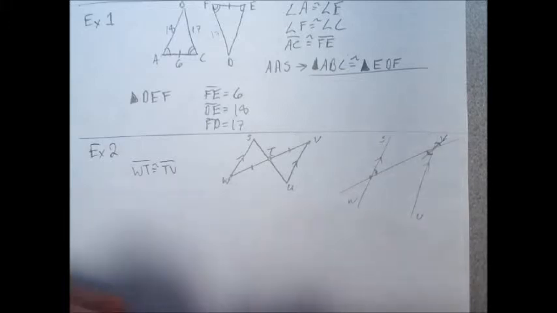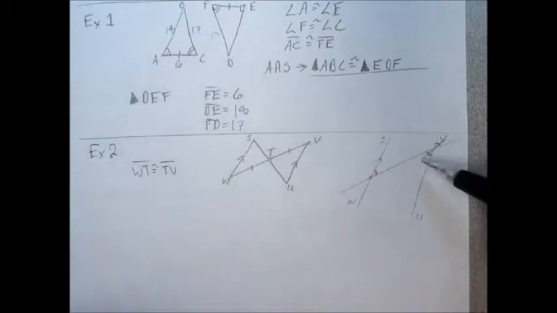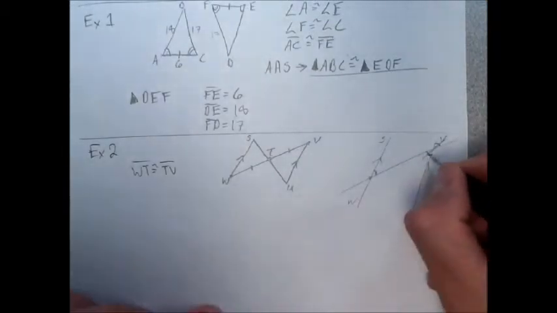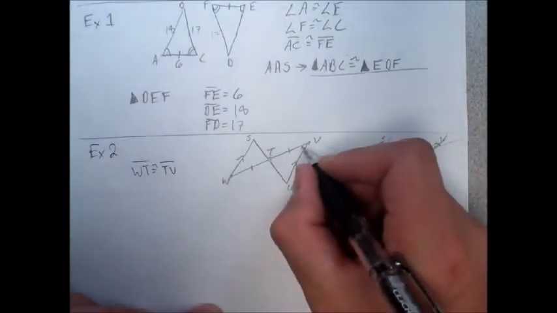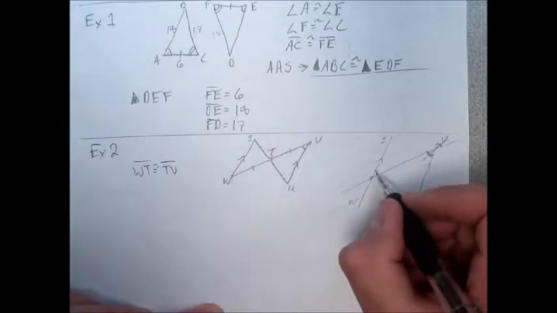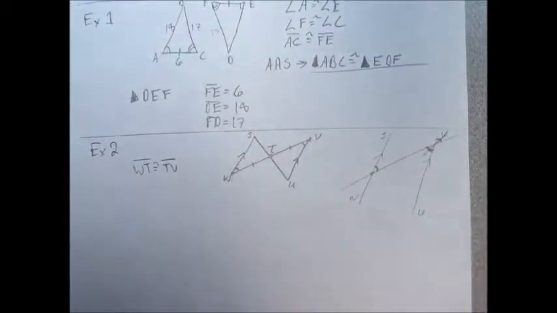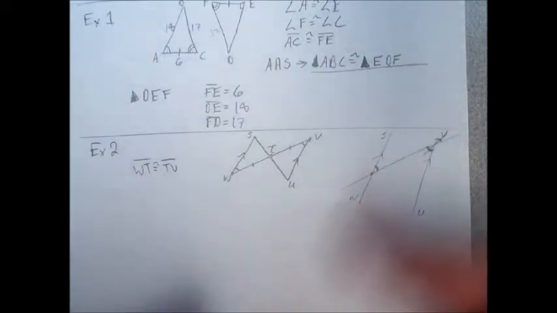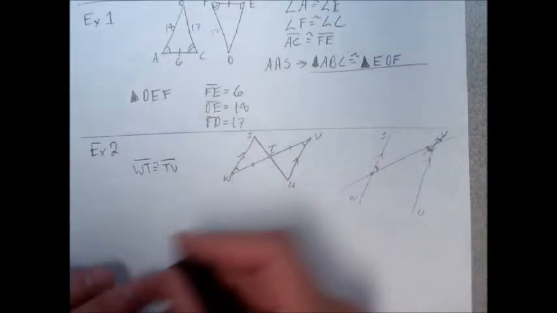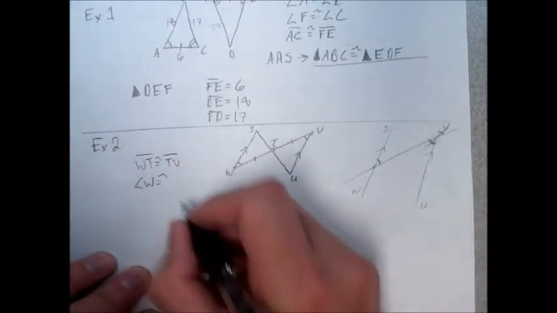It's a vertical angle, right? These are vertical angles, a definition that we went over a bunch. So I know that this angle right here is congruent to this angle right here. Okay, so I know those 2 angles to be congruent, but I had to pull them apart to be able to see that. So I know that angle W is congruent to angle V.